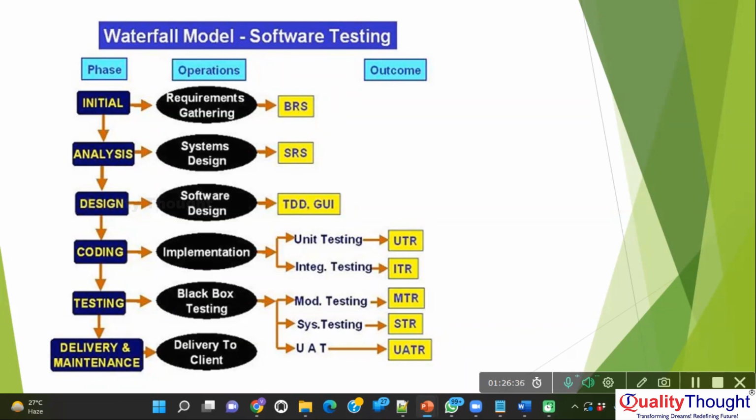Finally, you have the delivery and maintenance, where, after the user acceptance testing is completed, you are going to hand over the application to the client, and the client will start using it. You are going to deploy one deployment engineer and a maintenance engineer. Wherever there are some issues, they are going to take care of the application.